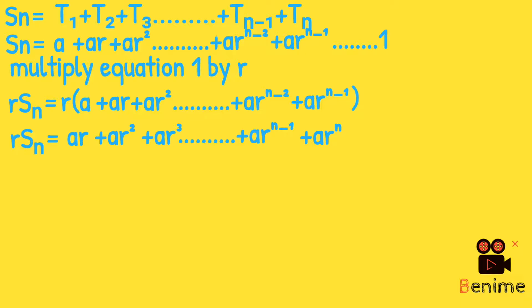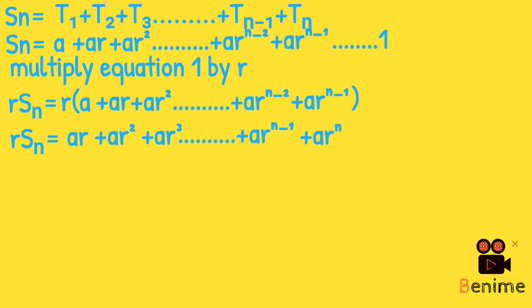Now on the other part, that is ar raised to the power of n minus 1 multiplied by r. On this side, the r is raised to the power of n minus 1. Then outside the bracket, the r is raised to the power of 1. So you're adding the two powers, n minus 1 plus 1. Minus 1 plus 1 is 0. So that's just n. That is r raised to the power of n. That's why we have ar raised to the power of n.